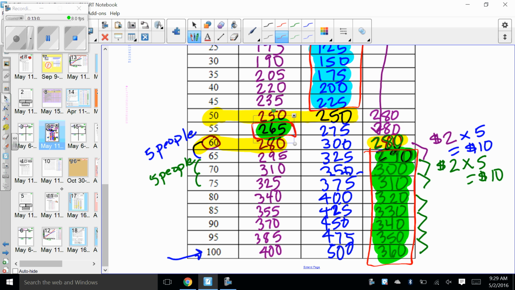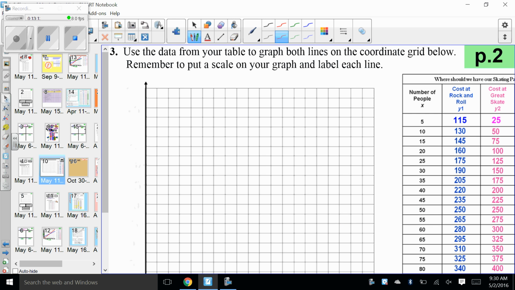So let's go ahead and do some graphing now. You're going to want to open up your packet so they're back to back. So go ahead and open the packet. You have the table on the left, you have your graph on the right. So you're going to need a title. We're going to call it Skate Party. Again, you should have your packet open, table on left, graph on right.